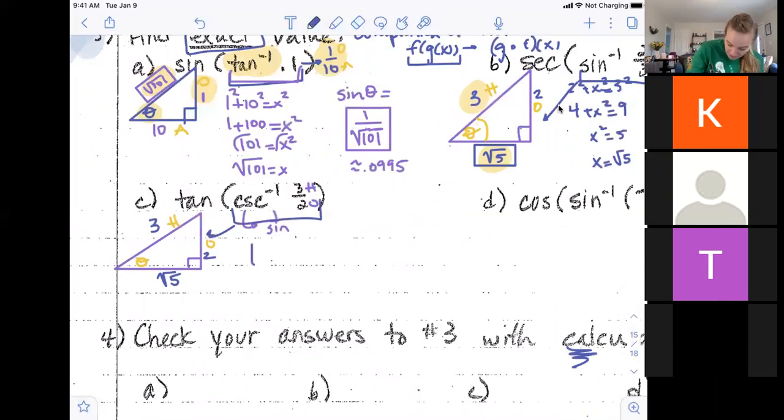Now I need to do tangent of my theta. We know tangent is opposite over adjacent. So in this case, I'm going to do 2/√5. That's my exact answer. Let's find what its decimal is because I'm going to need to plug that in a minute. 2 divided by √5, I get 0.8944.